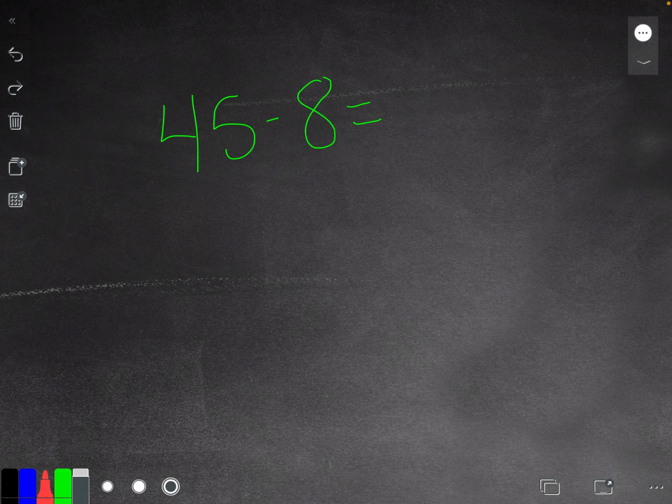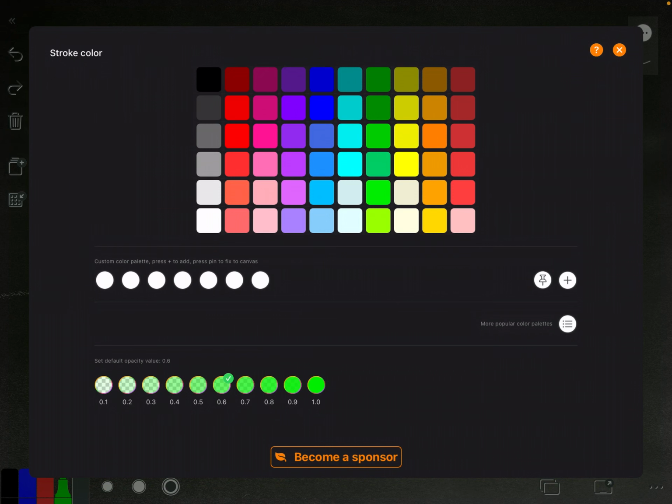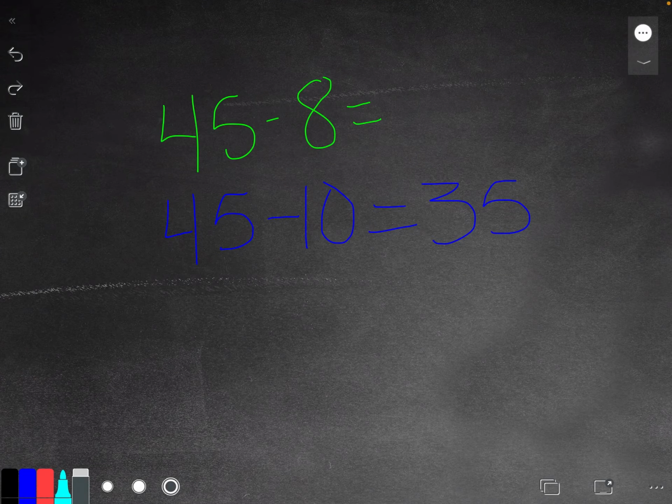For instance, if we were looking at this problem right here, what we could do is say 8 is almost 10, and really easily I could go ahead and subtract 10 from 45. So if I pretend that 8 is 10, I'm just going to rewrite my problem underneath. The answer is going to be 35. And then if I go back, that's terrible writing, sorry, and I look at what I subtracted compared to what I should have subtracted, I subtracted 2 more than I should have.